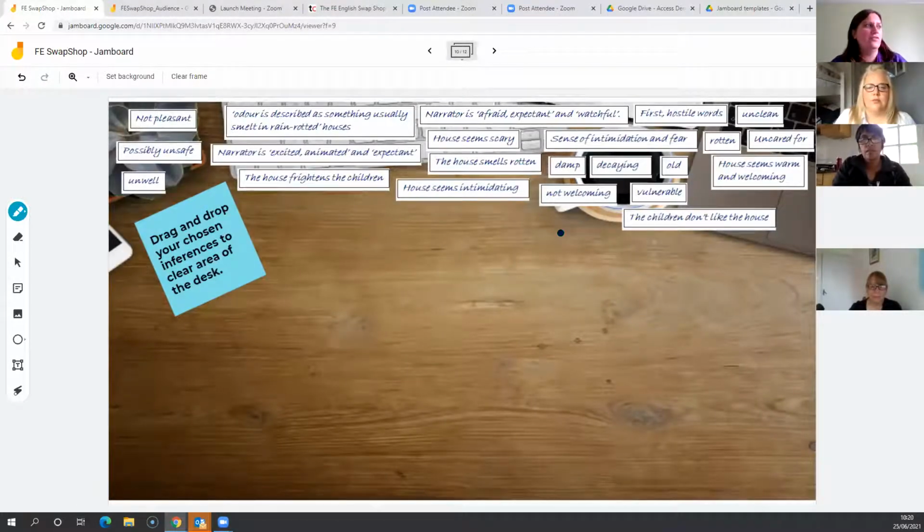I then moved on from that, and they've got quotes which are from that text, dragging and dropping their chosen inferences to a clear desk area.